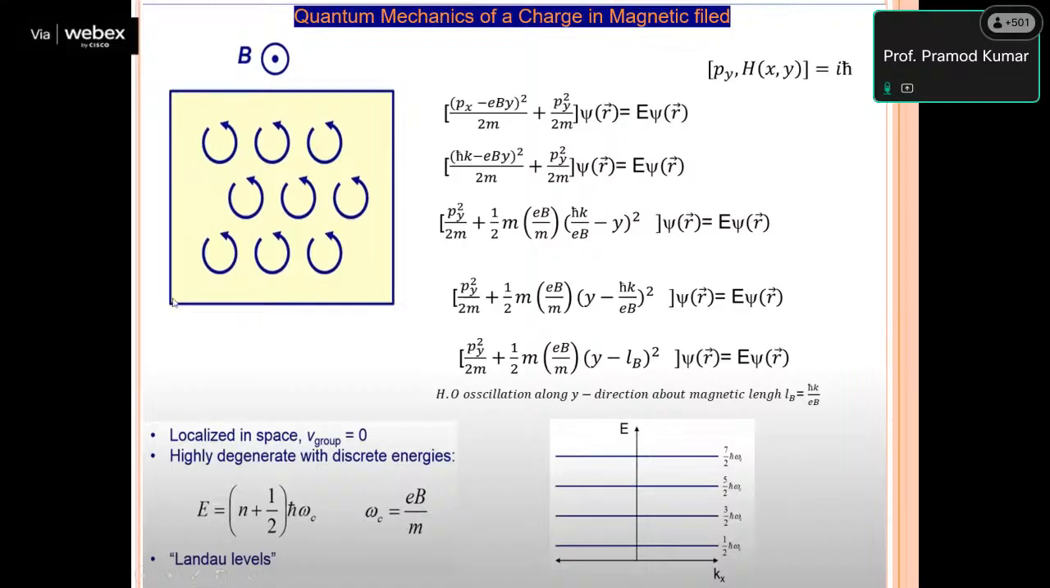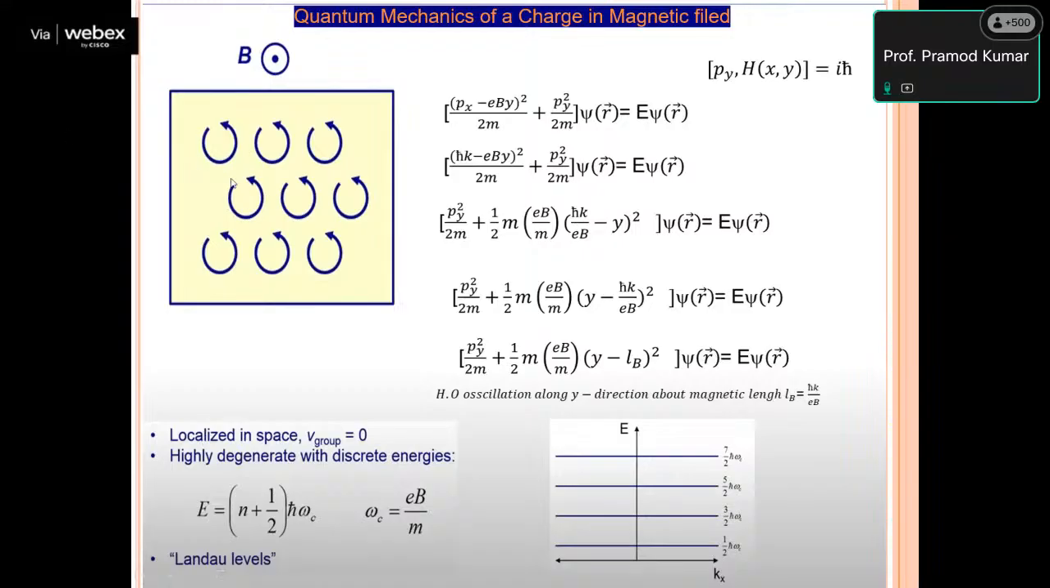Whenever a magnetic field is applied in two dimensions, perpendicular to the plane, the electrons in the center move in a circular orbit with cyclotron frequency omega_c equal to eB by m, which depends fully on the magnetic field.